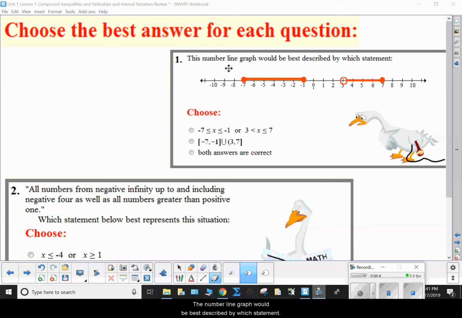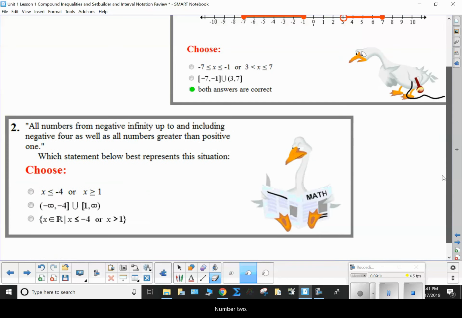The number line graph would be best described by which statement? Well, you have a solid dot, open, solid. Solid, solid, open, solid. The numbers all match. Both appear to be correct. And in fact, both answers are correct. No, says the goose. Number 2. And some of the goose stuff is just for comic relief or, I don't know, boredom relief.